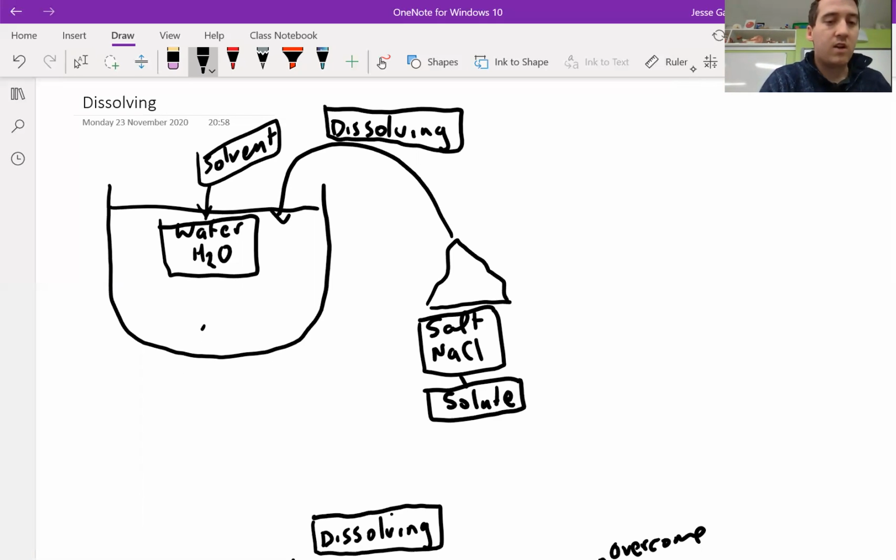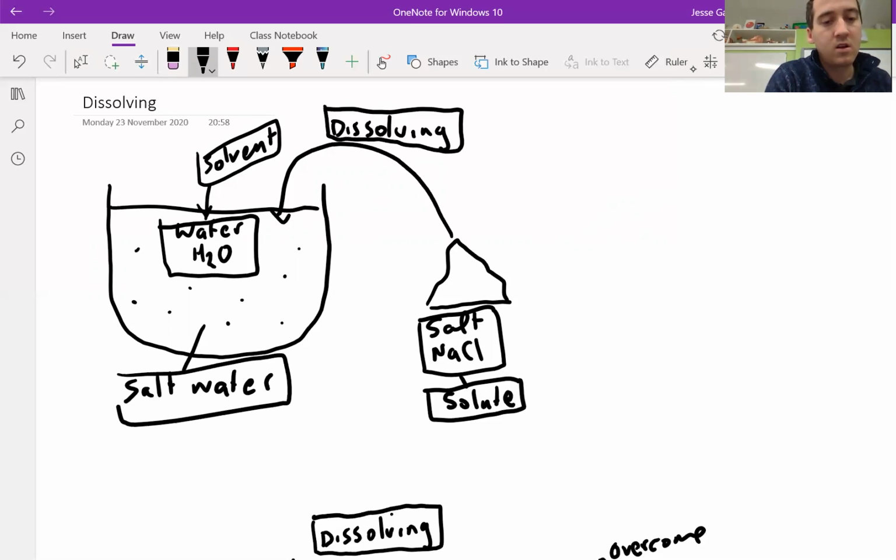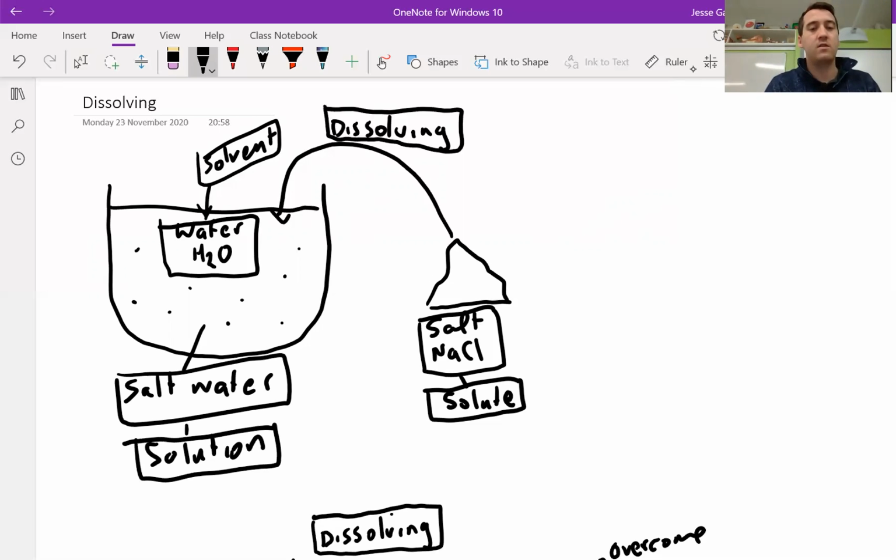So underneath then, what have we made? What is the mixture afterwards? I'm showing that the salt is spread around here. We can't see it, but it is there. The particles are in there, we just can't see them. So what do we call this mixture? Sorry, this is the salty water. I hope that you said it's the solution, because it's the mixture of the solute and the solvent.